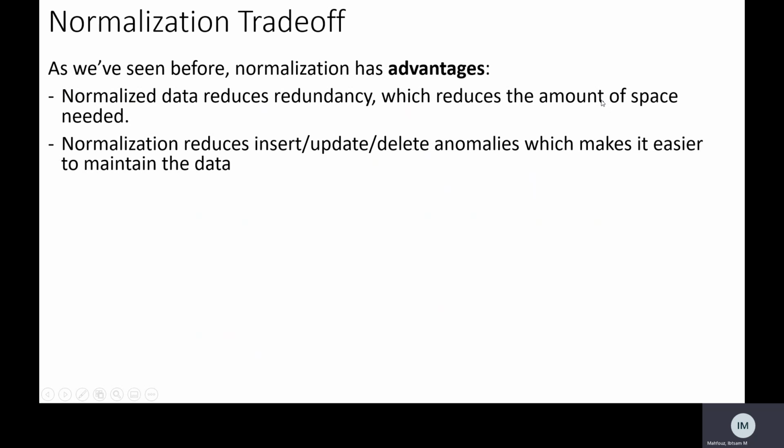Redundancy is reduced, so you have fewer inconsistencies that could happen. You have fewer anomalies, insert, update, and delete anomalies, because you don't have duplicate data to be modifying. And then the second advantage is that you're reducing the amount of space needed, and this is a huge advantage.